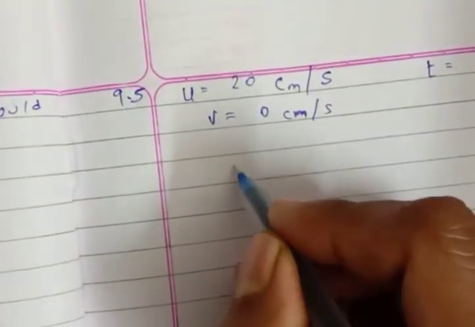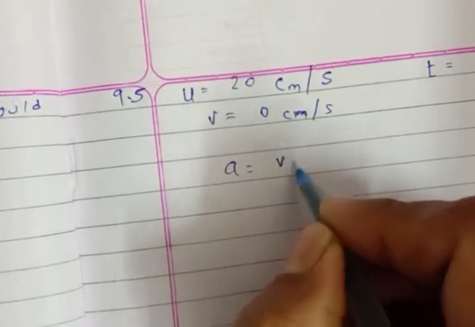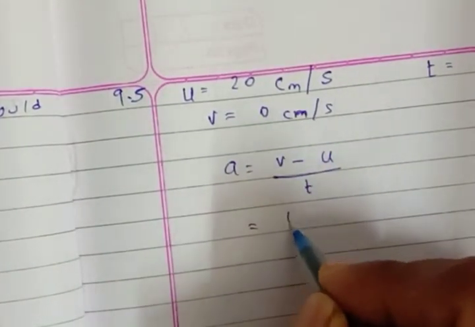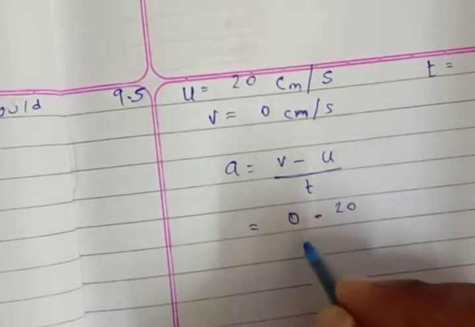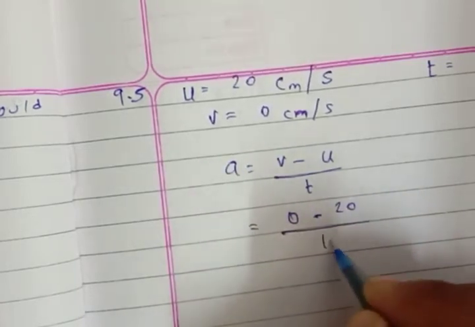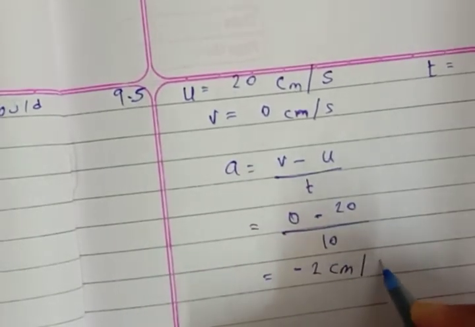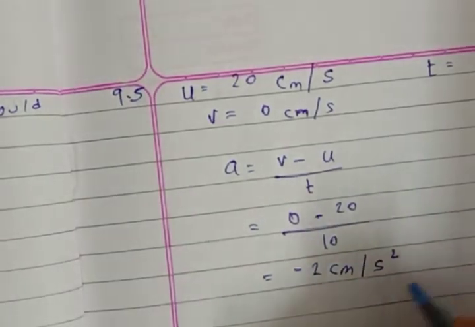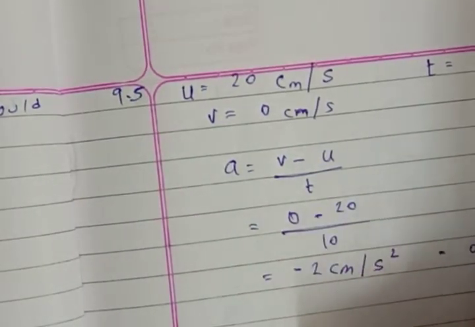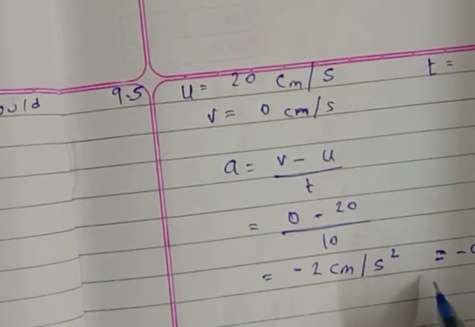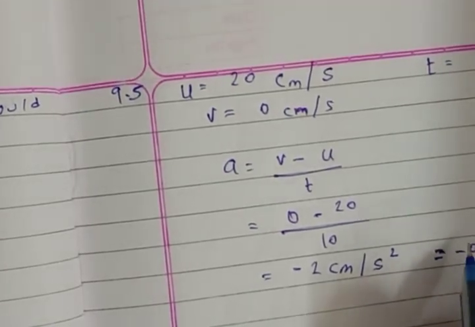So what will be the formula of acceleration? Final velocity minus initial velocity divided by time. v is 0, u is 20 centimeters per second, and the time t is 10 seconds. So it will be minus 2 centimeters per second square, right? Or you can write this as minus 0.02 meters per second square. You have to write these units. Whatever units are given, you have to convert them.